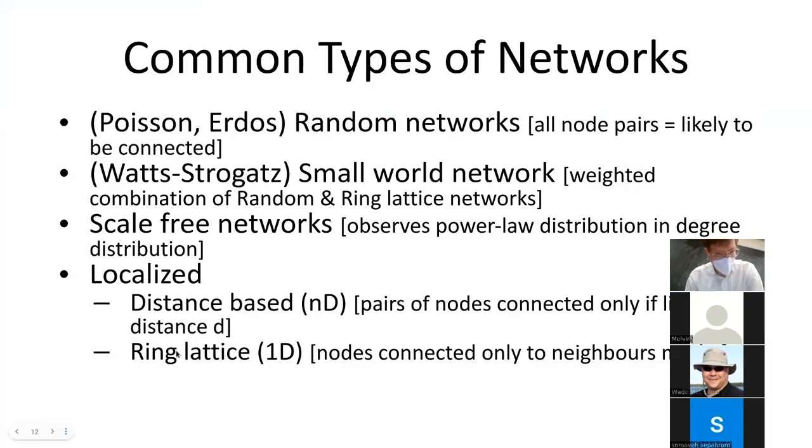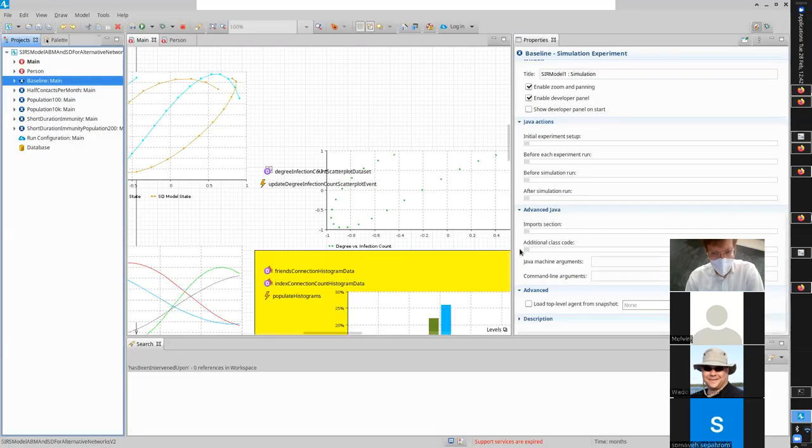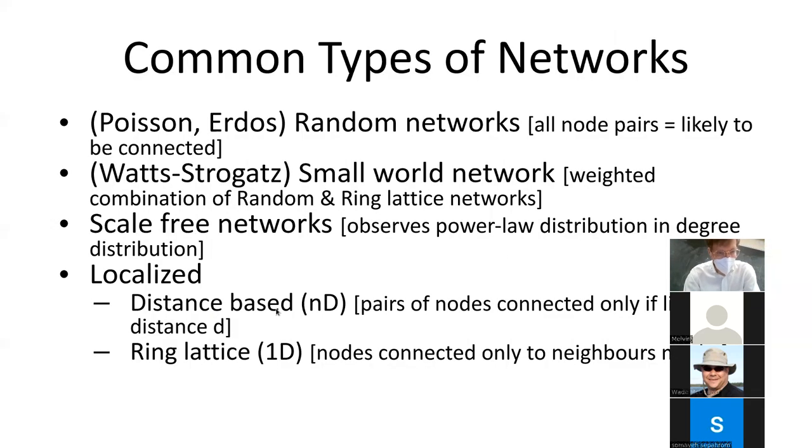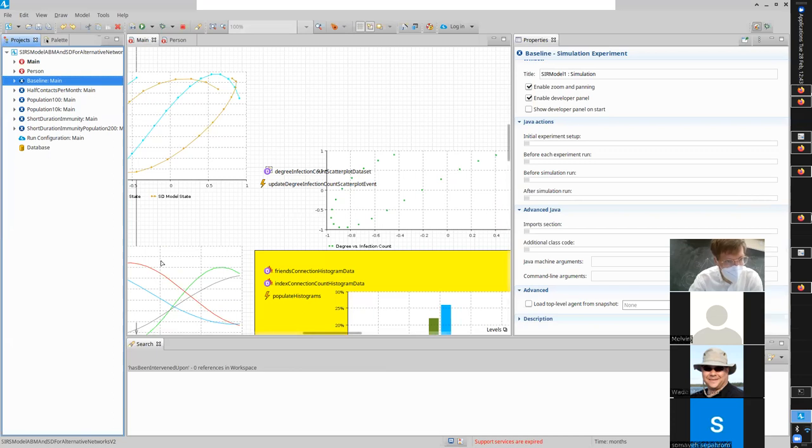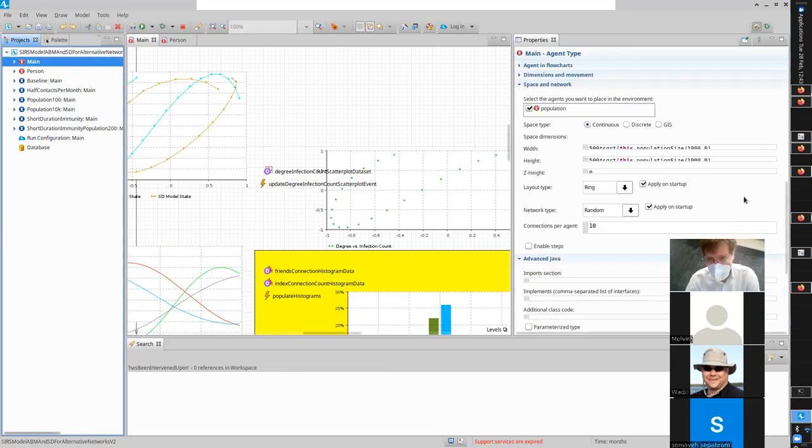Let's go now to a ring lattice network where they're connected only with neighbors mod n. So 0 is connected with -1 and 1. 2 is connected with 1 and 3. -1 is connected with 0 and -2. You're connected only with neighbors. So how do we expect this to differ? How will it be different in how it spreads?